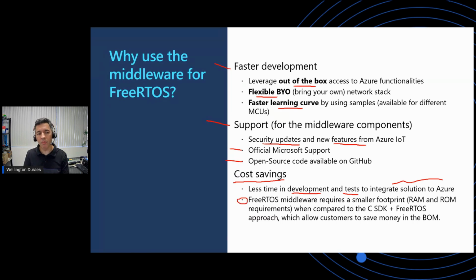But also because compared to the current solution, which is using the C SDK with FreeRTOS, if we're using the middleware, it would require a smaller footprint, which means less RAM and ROM requirements. And that means you can save money on your bill of materials. So that makes all of this solution much more attractive to you.